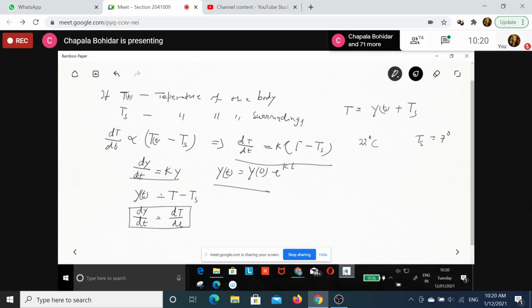After half an hour, the soda pop has cooled to 16 degrees centigrade. After half an hour means T of 30 is equal to 16 degrees centigrade.